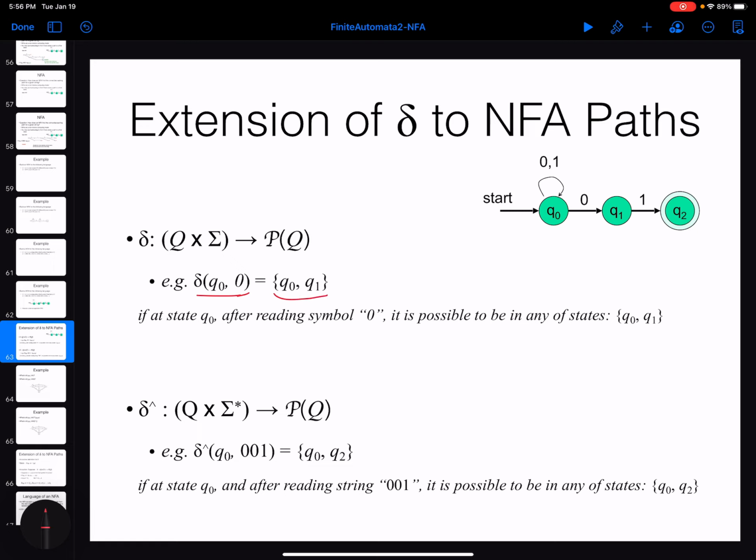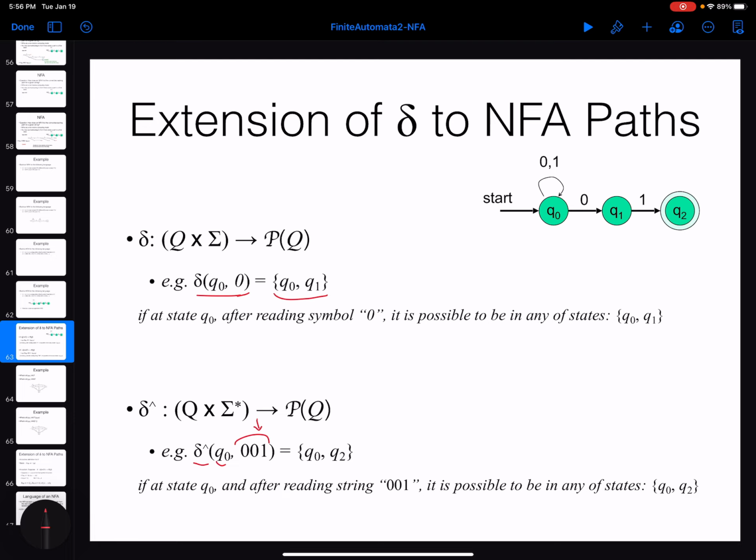You can extend it just like what we did in the DFAs and write it as delta hat, where instead of one symbol, you pass a full string. Starting from Q0, if you pass this string, where are you going to end up? This is basically telling you to follow all the possibilities and say, after reading the string 001, in which states we can be.